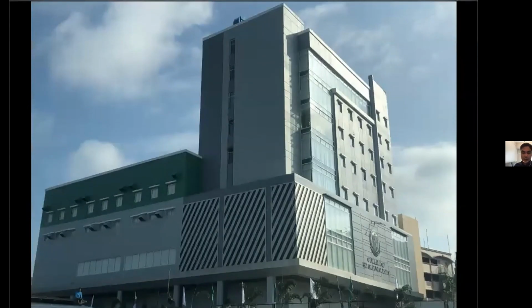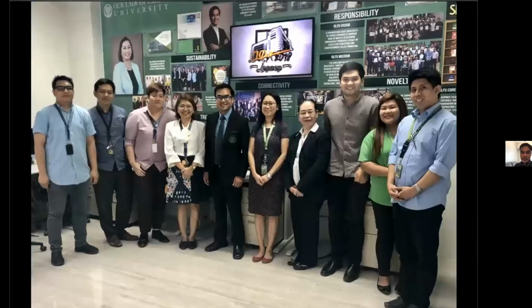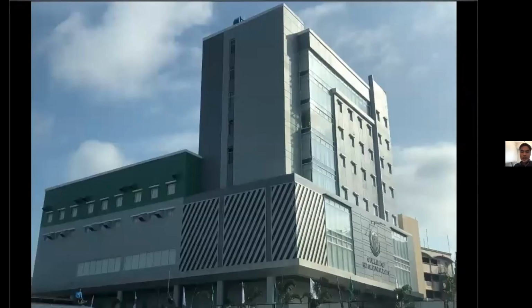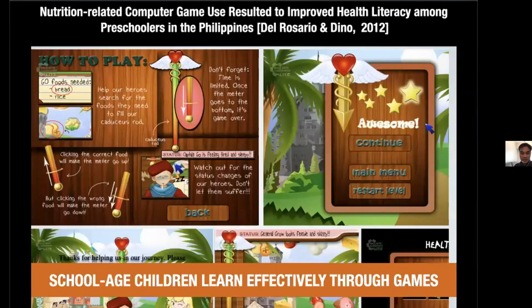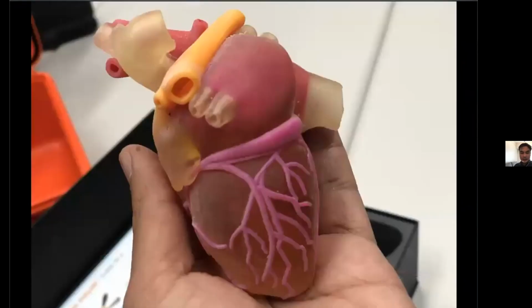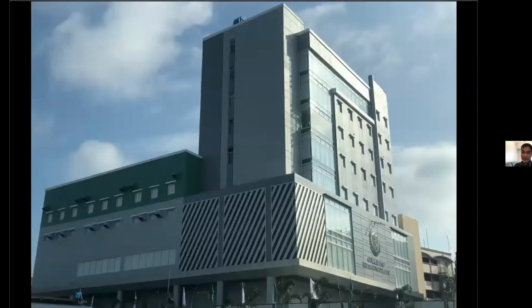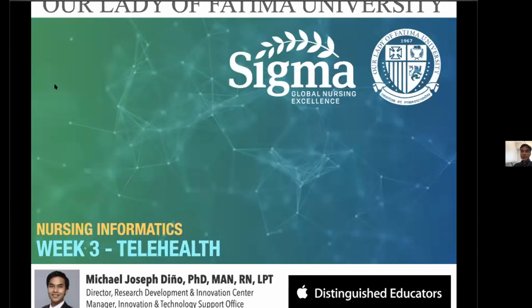Okay, so for next meeting, I'm going to introduce to you some of the technologies naman na related sa 4th Industrial Revolution that we are using at Our Lady of Fatima University, as well as some of the topics in research that you can, of course, grasp as far as your nursing research is concerned, which is related to nursing informatics. Okay? So with that, we're going to end our discussion now. I'm going to activate the quiz immediately after this.